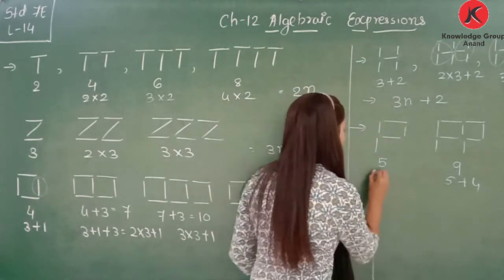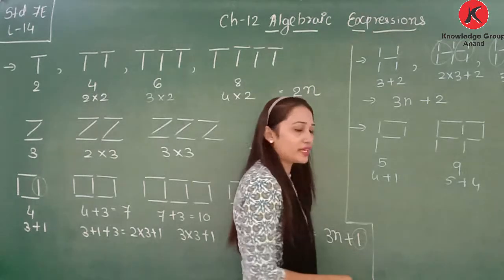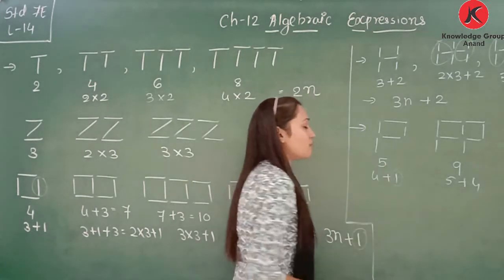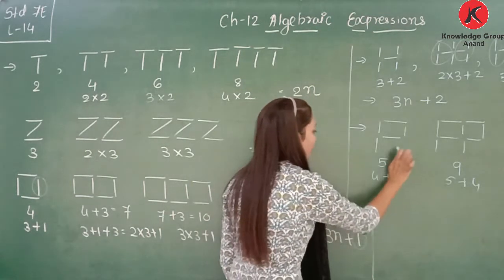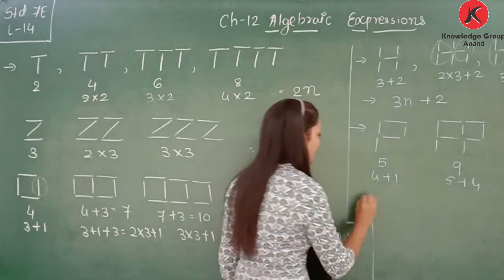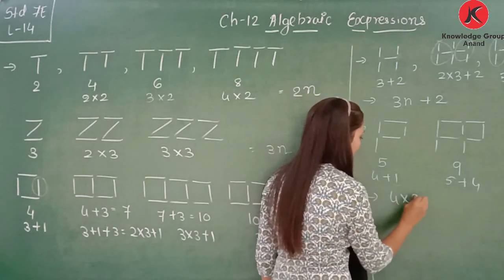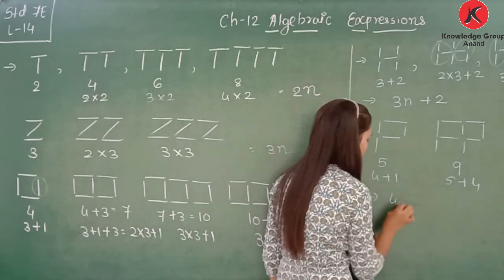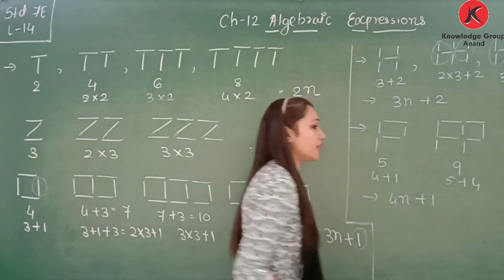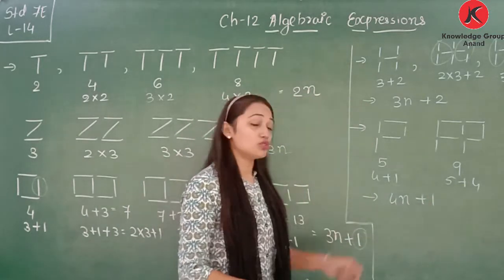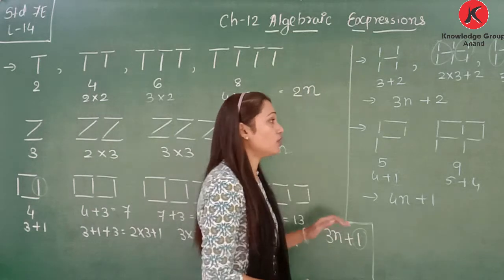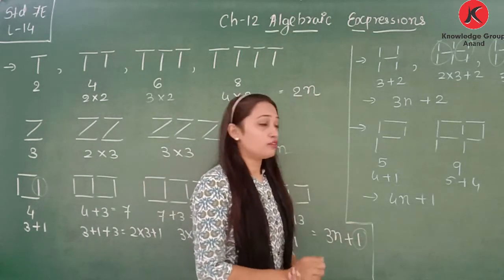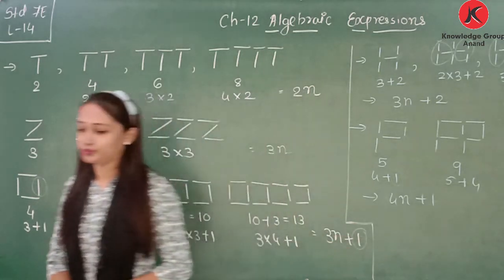So this one can be written as 4 plus 1. So that is a pattern. Every time we need one more matchstick for the first pattern. So the pattern will be 4 multiplied by n. You can say 4n plus 1. That is the pattern for P. So this way you can find the pattern for digits and letters using algebraic expressions.